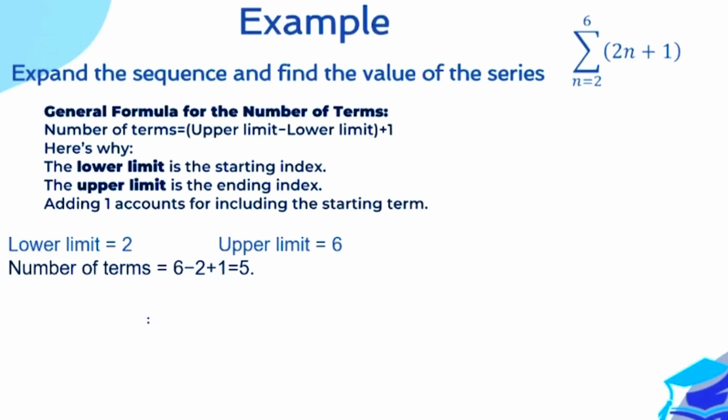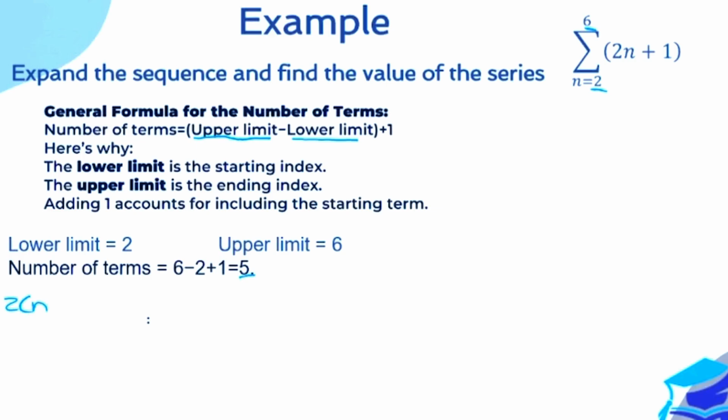Expand the sequence and find the value of the series. The general formula for the number of terms is the upper limit minus the lower limit plus 1. The upper limit is 6, the lower limit is 2, and then we plus 1. So 6 minus 2 is 4, 4 plus 1 is 5.